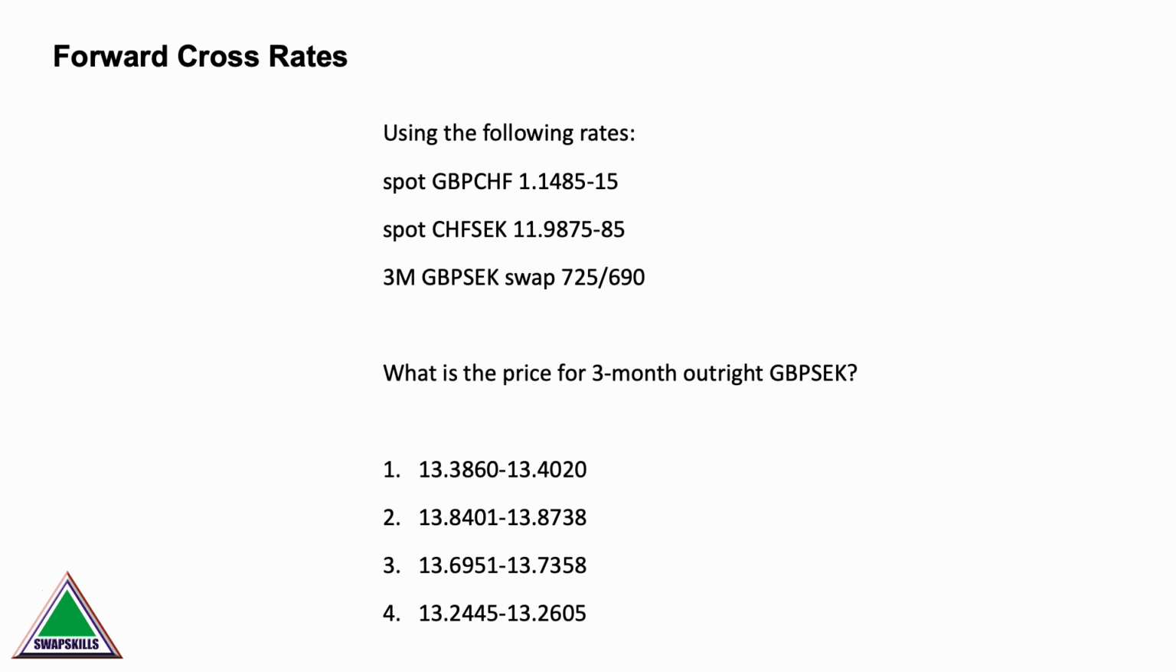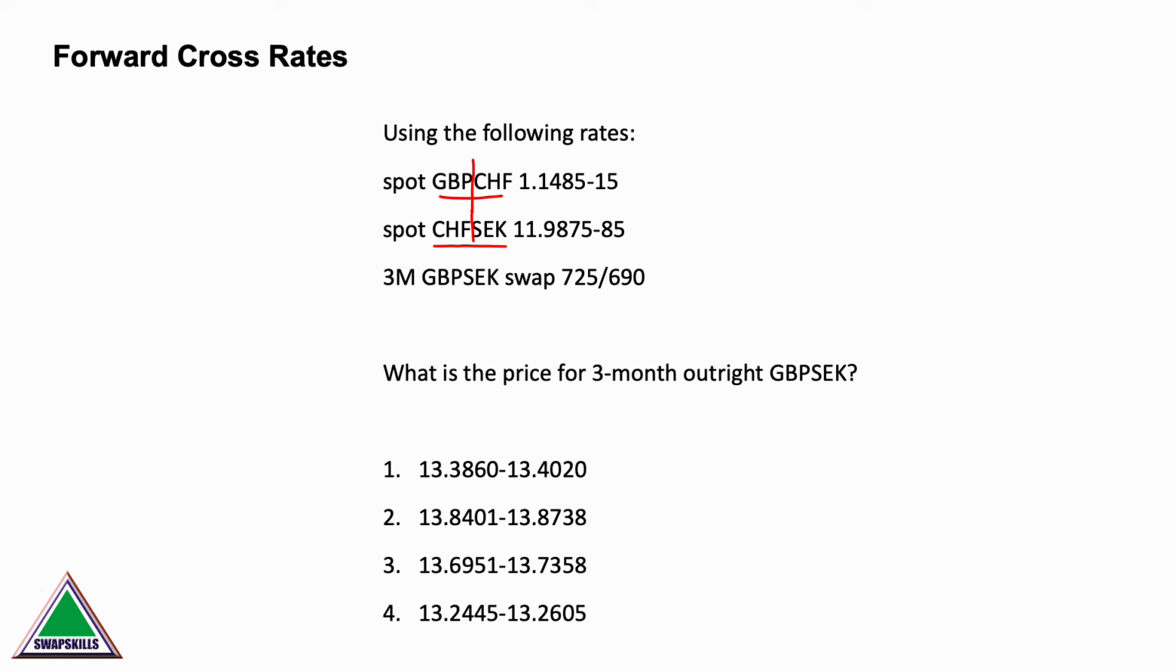Now, I've got sterling versus Swiss francs, sterling Swissy, spot. So that says that today, the base currency, which you know is on the left, says that £1 gets you 1 franc 14.85 to 1 franc 15.15. Here we have the quote that says 1 Swiss franc will get you so many Swedish krona. So that says 1 Swiss franc will get you 11 krona 98.75 to 11 krona 99. What I want to do is work out how many Swedish krona do I get to £1.